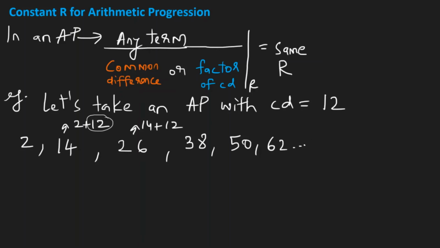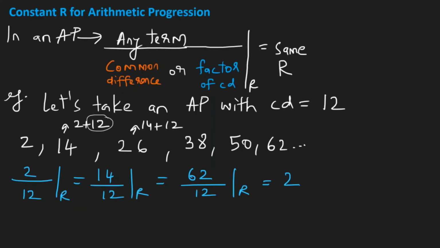Let's check whether that's the case. If you do 2 by 12, your remainder is 2 itself. If you do 14 by 12, it goes once and you have a remainder of 2. 62 by 12, it goes 5 times. So 62 is 5 into 12 plus 2. You can see that in all of these cases, your remainder is the same, and over here it's 2.